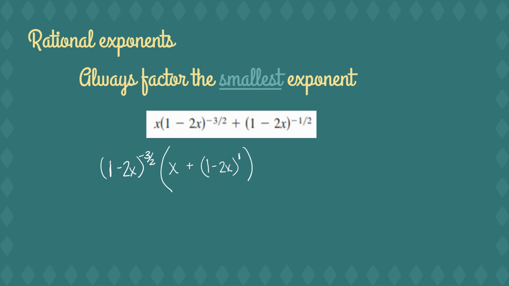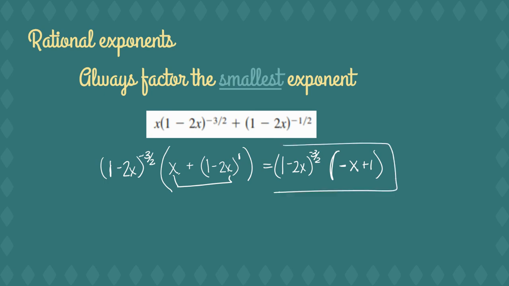Now, this one I can go a little farther because I have some like terms here that I can simplify. So I'm going to leave this first part alone. All right, that's already factored. We're done there. The second part, I'm going to add the x and the negative 2x, and I'm going to have negative x plus 1. This is completely factored with rational exponents, and we are done.